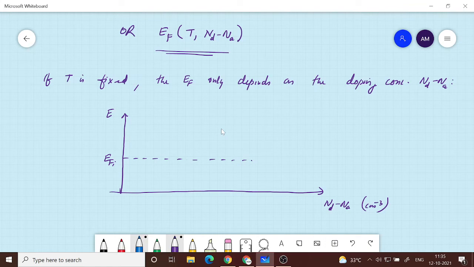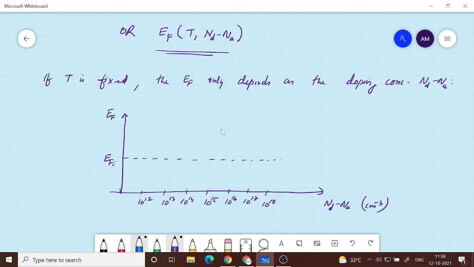What will happen as I increase, say 10 raised to 12, 10 raised to 13, 14, 15, 16, 10 raised to 17? These are typical doping concentrations. Anything above 10 raised to 17 is heavy doping. That also is done sometimes, and some devices make use of that. So what is going to happen as I increase Nd minus Na? How does the Fermi level change? I am plotting the Fermi level change as a function.